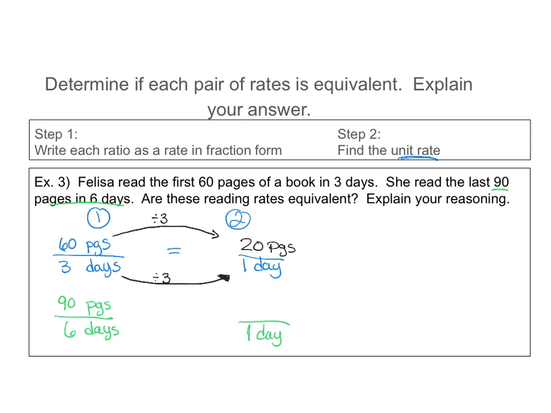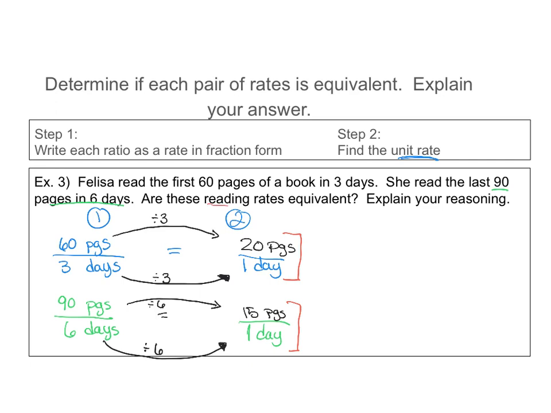Okay? All right. So how do I get from 6 days to 1 day? Yes, you need to divide by 6. So then on the top, I need to divide by 6. So 90 divided by 6 is 15 pages. Okay, let's look at our rates. So I have 20 pages per 1 day and 15 pages for 1 day.